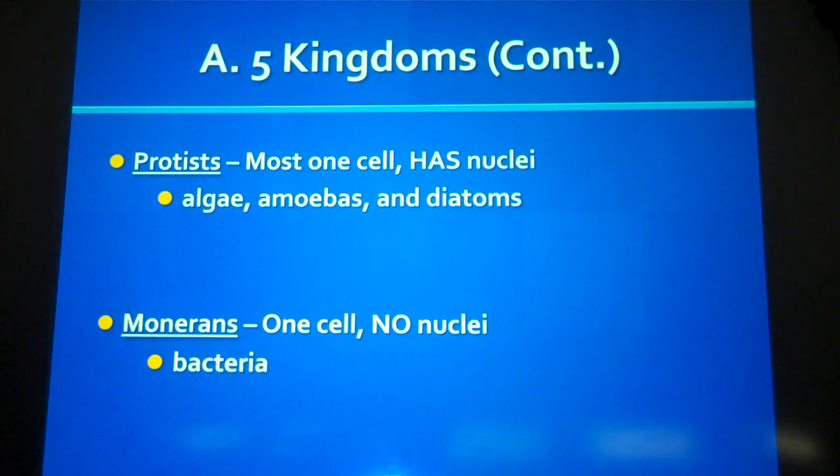Then the next 2 of the 5 are protists and monorans. Protists are mostly one cell. There's a few that have more than one, but they have nuclei. The way that we remember this is protists. Pro means for something or wanting something. So protists are for a nuclei, or have or want a nuclei. Examples: algae, amoebas, and diatoms.